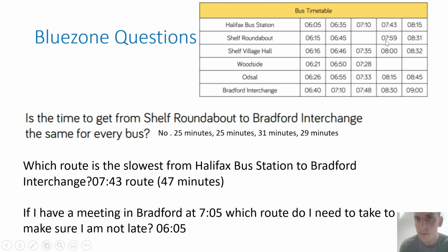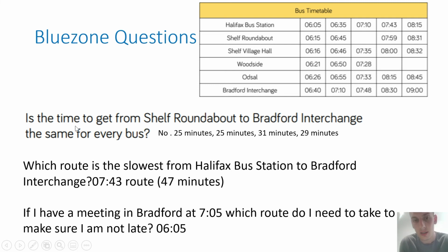And this bus was 31 minutes, and this one was 29 minutes. So obviously they're all at different times. Okay. Now, the way I work that out is just by finding the difference between, say, for example, 6:15 and 6:40, 6:45 and 7:10, 7:59 and 8:30, 8:31 and 9 o'clock. By finding the difference, you can see how long each one takes, which then allows you to answer the question, is the time to get from Shelf Roundabout to Bradford Interchange the same for every bus? And obviously the answer is no, as I've shown you now.